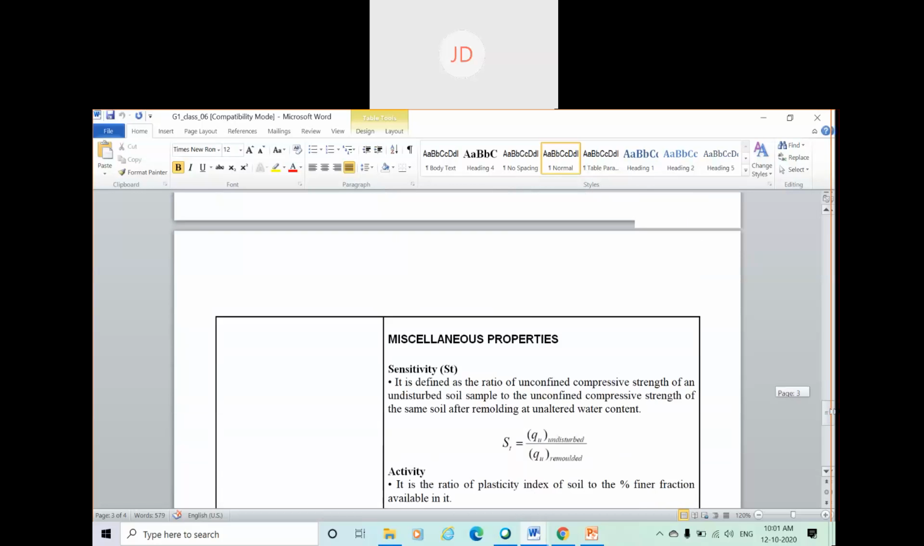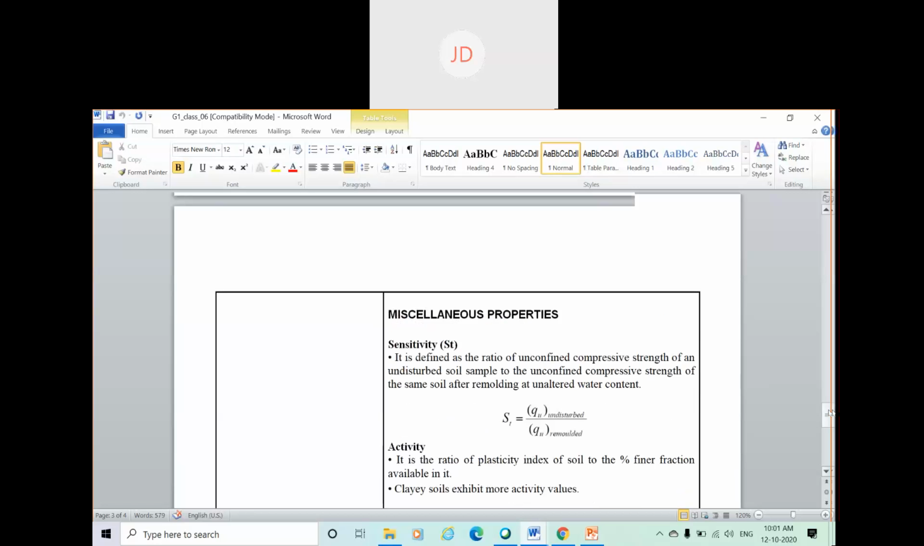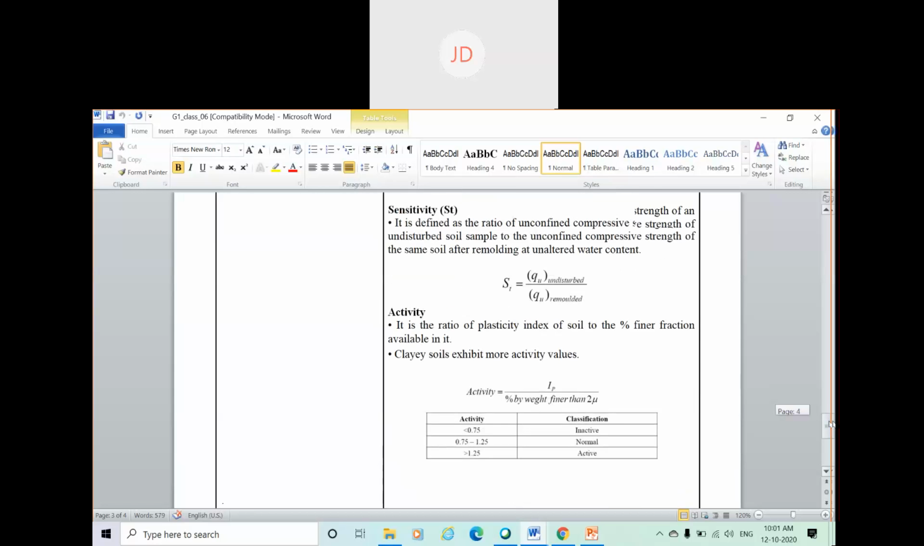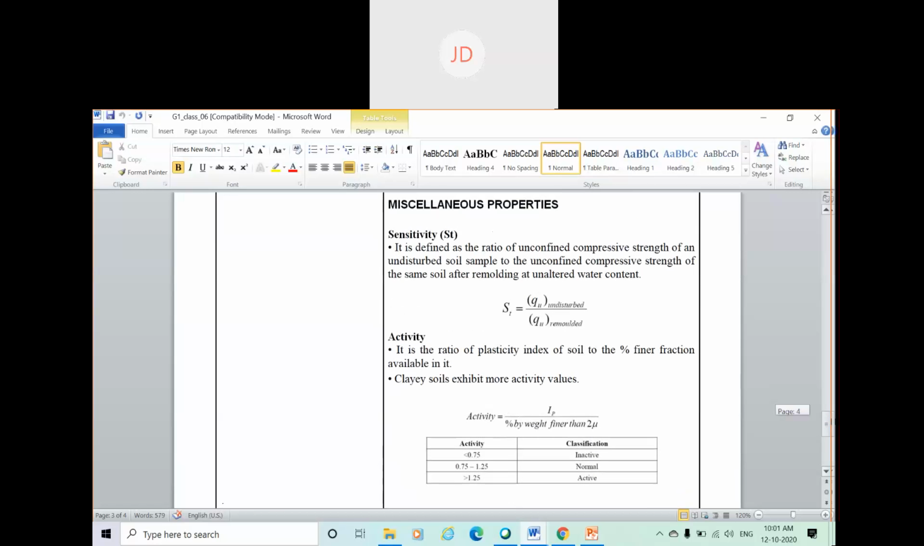So yeah, some miscellaneous properties are there. These properties are mainly related to your clay soil. I just want to read these two properties out: sensitivity and activity. So what is sensitivity? It is defined as the ratio of unconfined compressive strength of an undisturbed soil sample to the unconfined compressive strength of the same soil after remolding at unaltered water content.